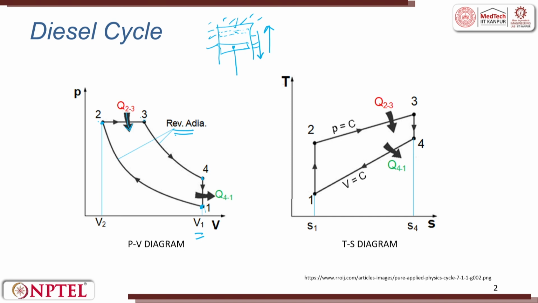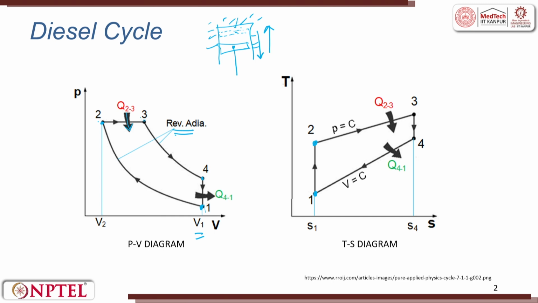So when I draw the corresponding TS diagram for the same, you can see temperature versus entropy. The process starts from 1. So from 1, when there is a compression which is happening, the temperature increases to 2. Why?